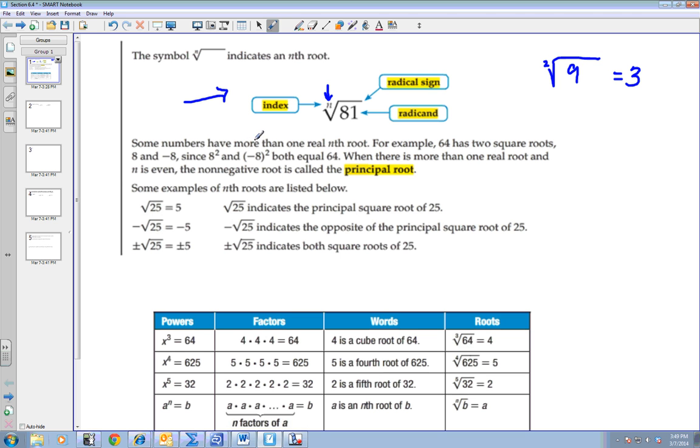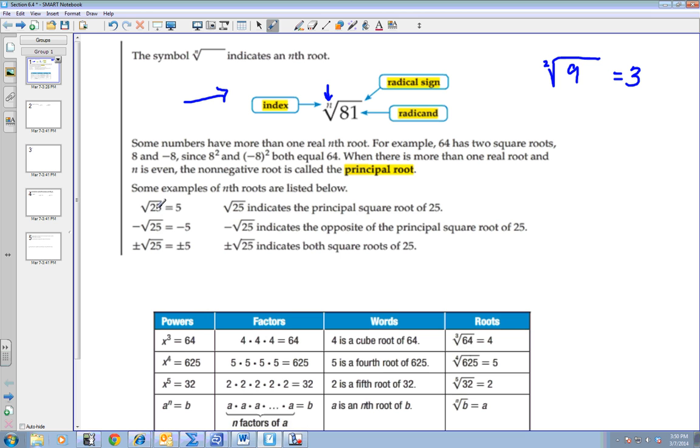All right, some numbers have more than one real nth root. For example, 64 has 2 square roots, 8 and negative 8, since 8 squared and the quantity negative 8 squared both equal 64. When there's more than one real root and n is even, the non-negative root is called the principal root. So some examples of nth roots are listed below.